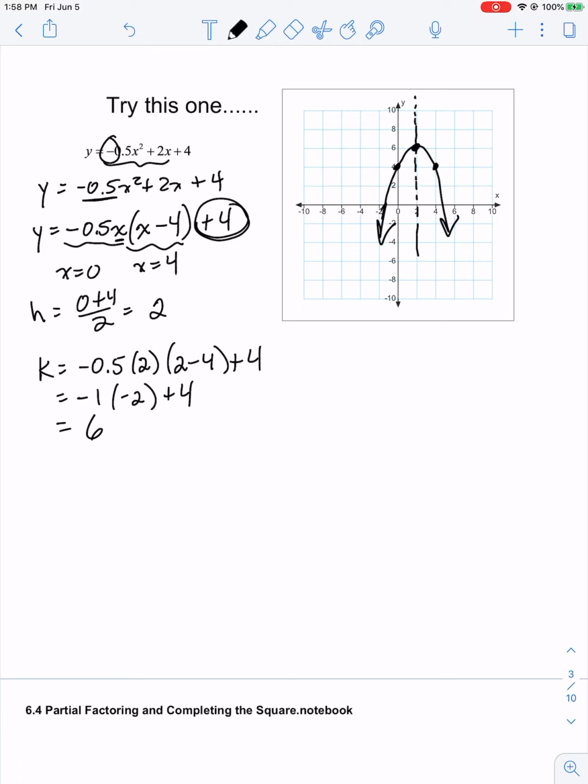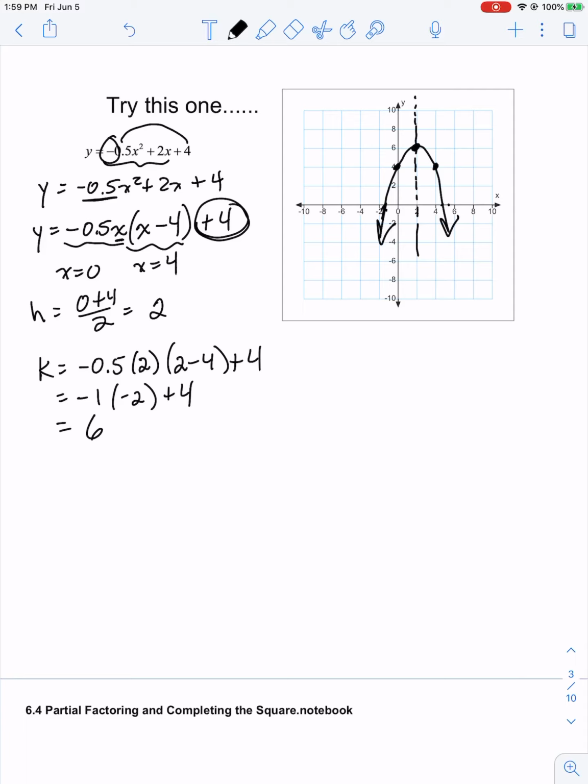We knew that. There are x-intercepts here, but they're not friendly x-intercepts. You would be trying to look for two numbers that multiply to give you 4 times negative 0.5, which is equal to negative 2, and add to give you 2. Those aren't friendly. We can't figure those out. So these are not friendly x-intercepts. So we don't even try to factor it.